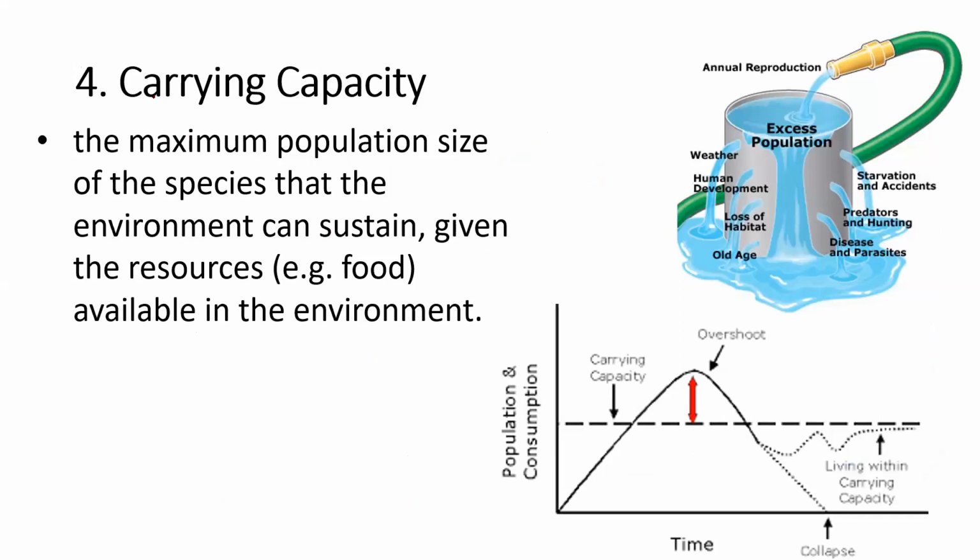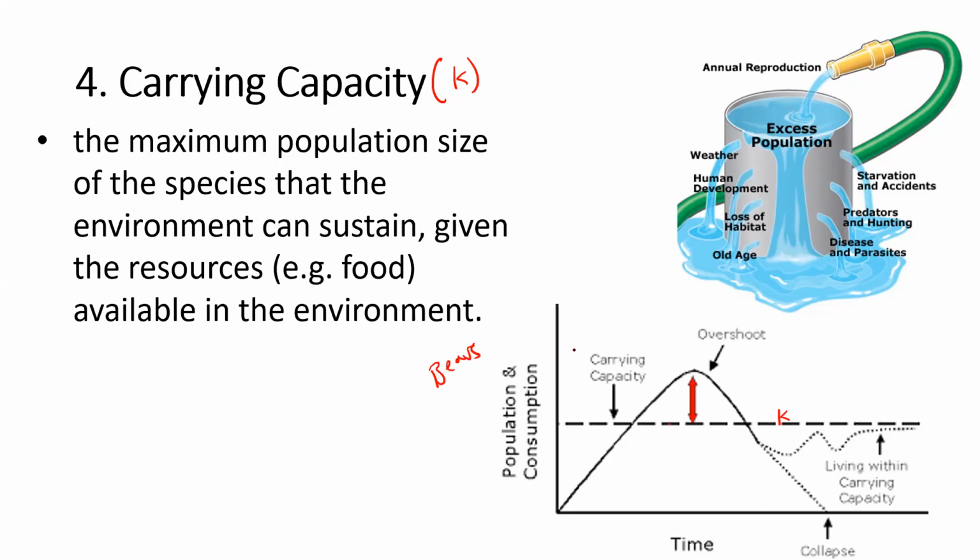Carrying capacity, the last concept, is the maximum population size of the species that the environment can sustain. And populations that are K-selected, the letter here is K, tend to fluctuate above and below the carrying capacity, K, right there.